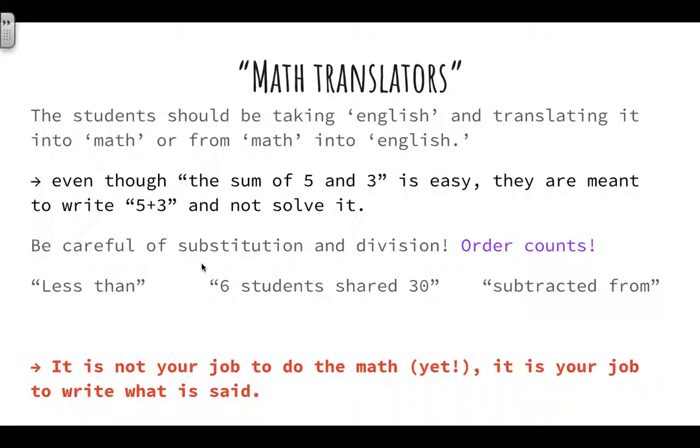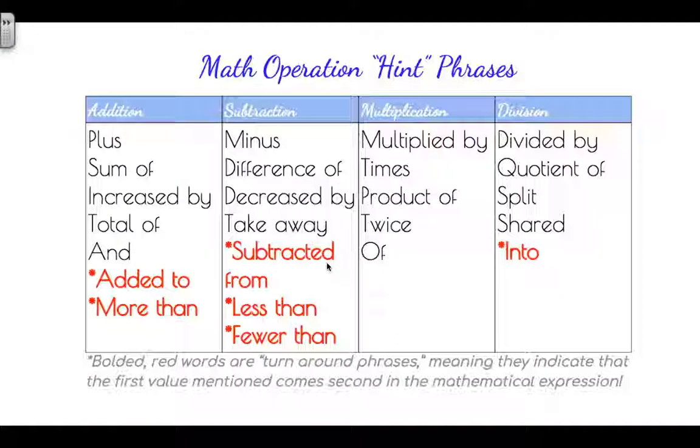There are some phrases that we call turnaround phrases, and they're especially important in subtraction and division, like less than or share, 6 students shared, subtracted from. If it says 3 less than 7, they must write 7 take away 3, because if they do 3 take away 7, that's wrong. Less than is a turnaround phrase. 6 students shared 30, that means they're starting with 30 and then dividing it by 6. And subtracted from is the same as less than.